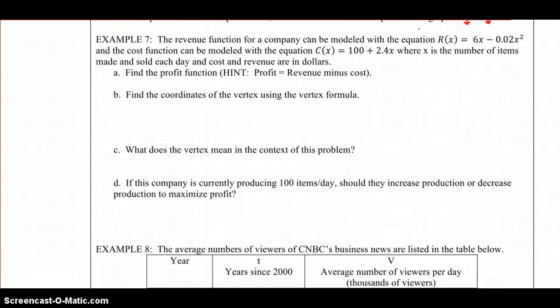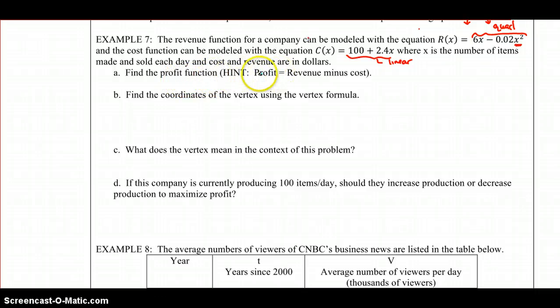So example 7 says the revenue function for a company can be modeled with this equation. This one we should recognize as quadratic. It has our necessary x squared term in it, and then optional x or constant terms are okay. And the cost function can be modeled with this equation, which we should recognize as linear because it has just x terms and constant terms, where x is the number of items made and sold each day, and cost and revenue are in dollars. So the first thing we're asked to do is to find the profit function.